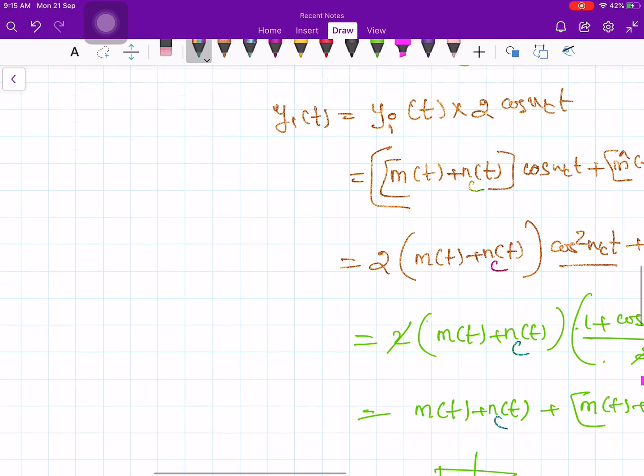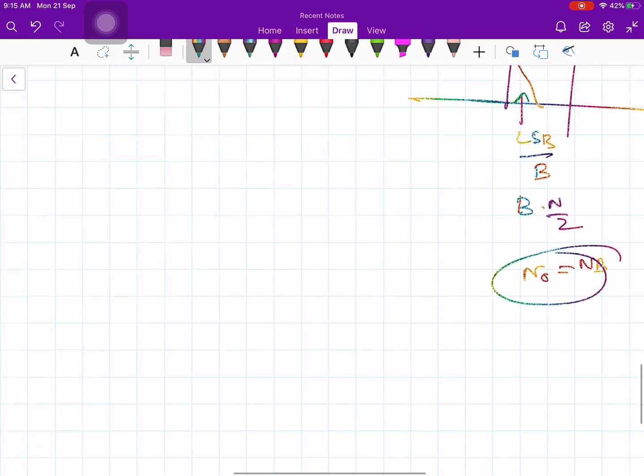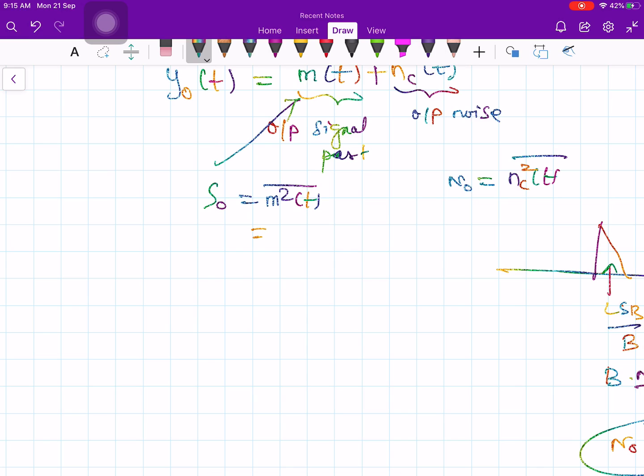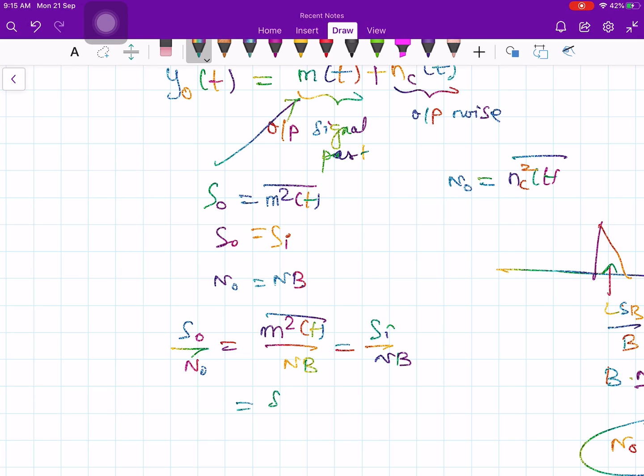Okay, so that's it. Again, this is the same as your SI. S0 is equal to SI. Then your N0 is equal to nB. Now what is your output SNR? S0 by N0 is m square bar of t divided by nB. This is the same as SI by nB. What is SI by nB? If you recall, this is the same as your baseband communication system.